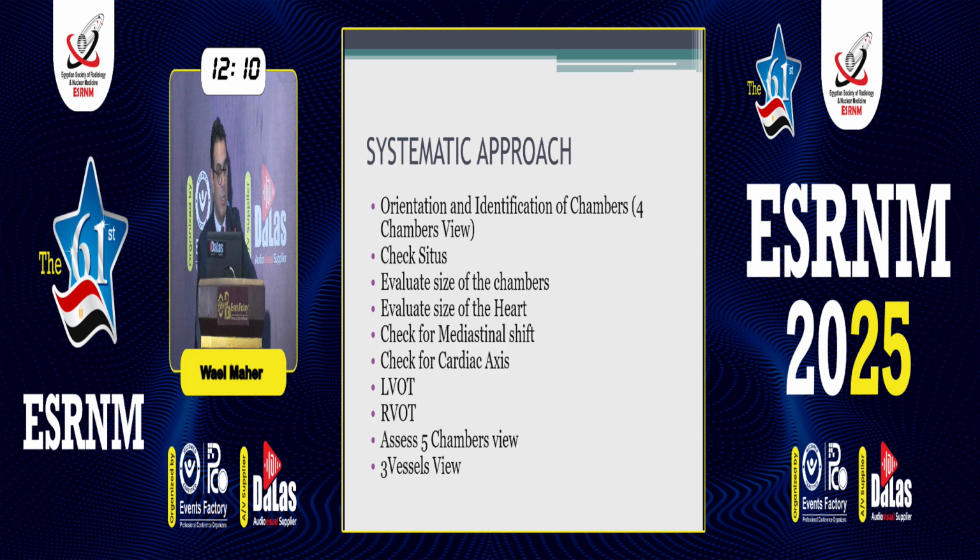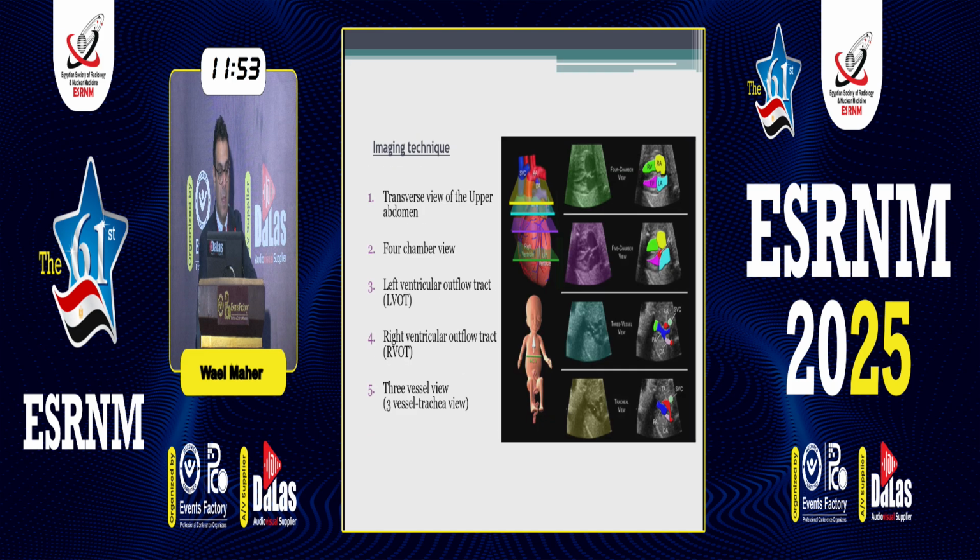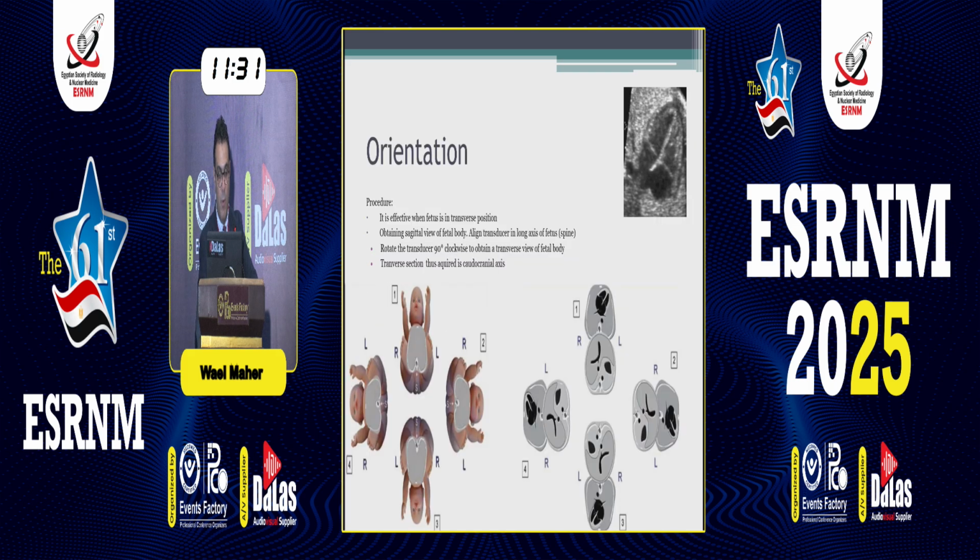Systematic approach: orientation and identification of the four chambers, check the situs, evaluate the size of the chambers, evaluate the heart size, check for mediastinal shift, check for the axis, right ventricular outflow tract and left ventricular outflow tract, assess the 5 chambers view and the 3 vessels view. That's a scheme. You can see that we always start caudocranial, meaning that we check at the abdomen, we see the gastric bubble, then we go cranially further, check the position and the axis of the heart, assessing that the apex is directed towards the stomach, then evaluate the 4 chambers view, escalating cranially to the 3 vessels view, the trachea and 3 vessels. So that's the route that we follow.